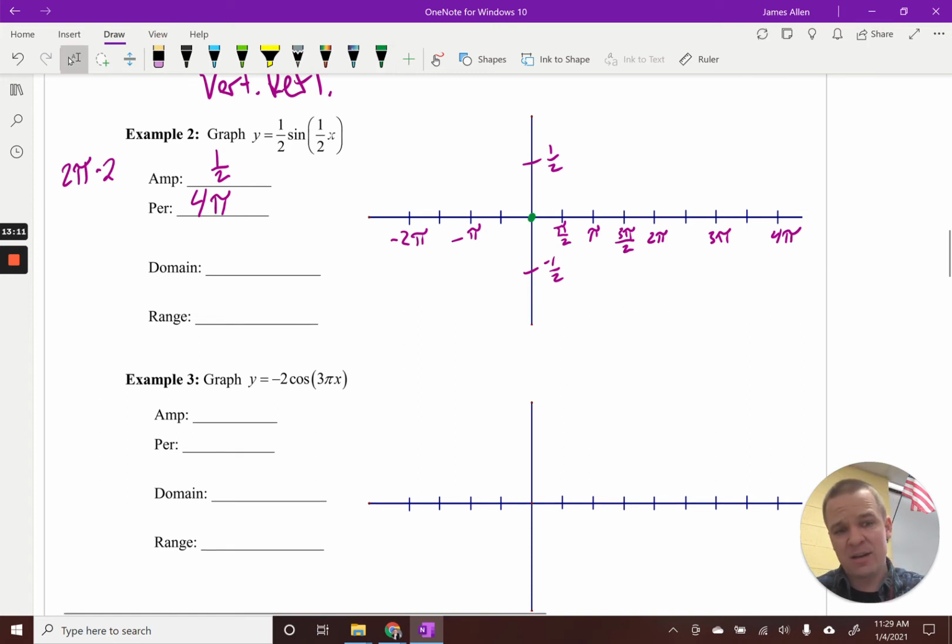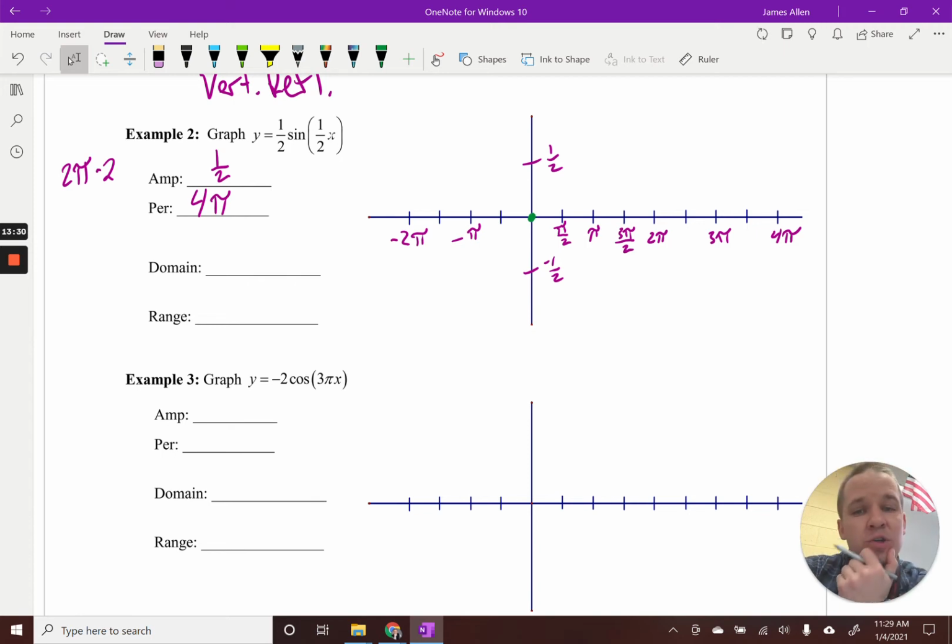If it's inside and it's between 0 and 1, that is a horizontal stretch by a factor of 2. So you've got to take the reciprocal. That was what that movement was, right? That's not just something that I learned from TikTok. That was a reciprocal move.